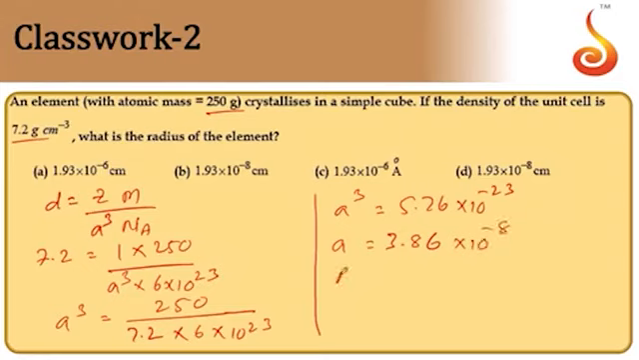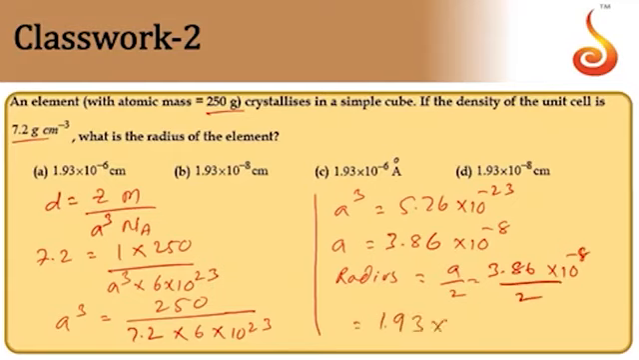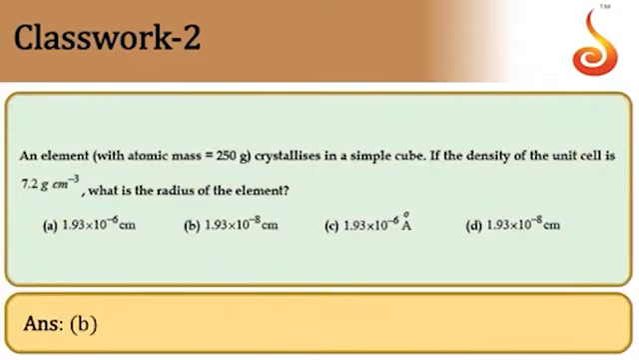And we require the radius. In a simple cube, atoms touch along the edge length. Therefore radius will be equal to a by 2, which implies 3.86 into 10 to the power of minus 8 by 2. It comes to 1.93 into 10 to the power of minus 8. So the answer is B, 1.93 into 10 to the power of minus 8.